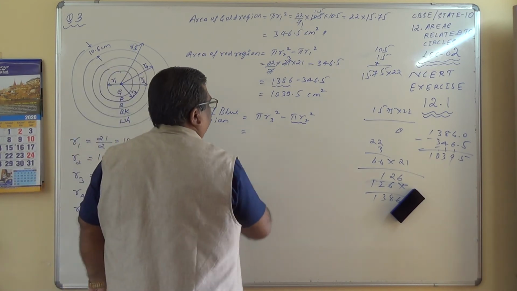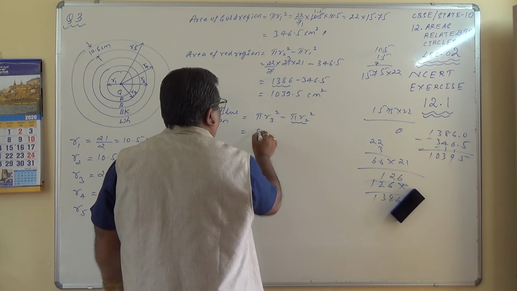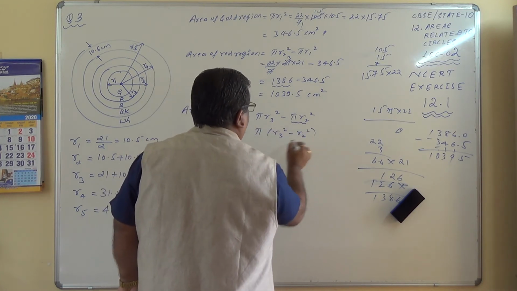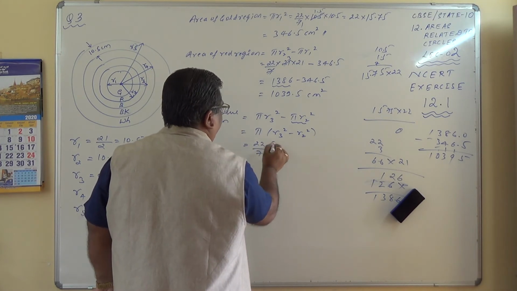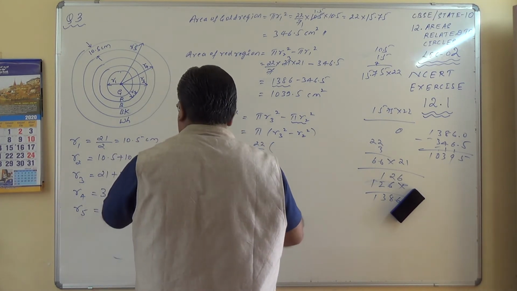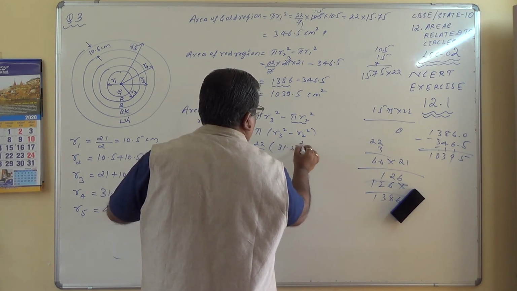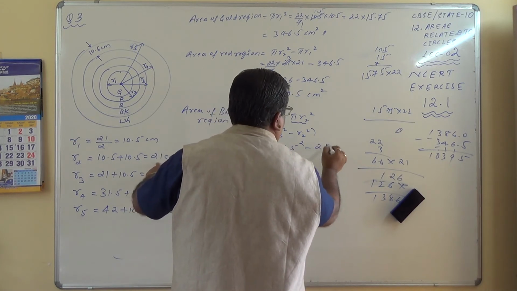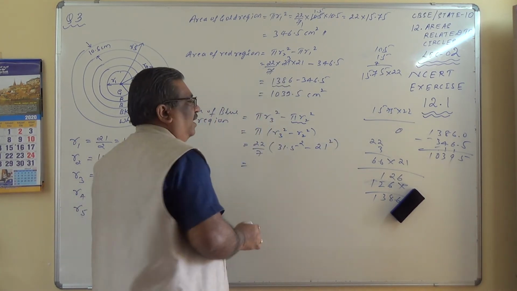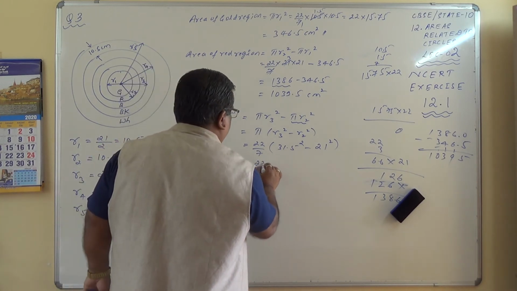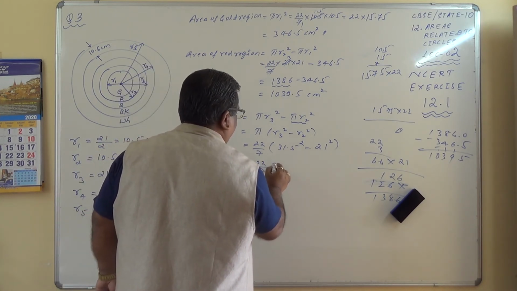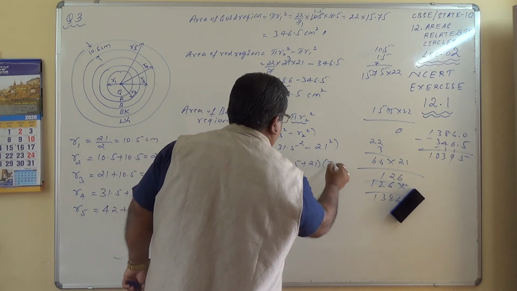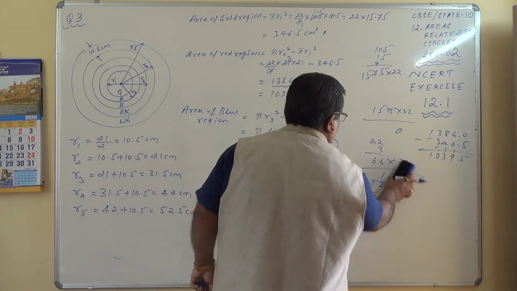Or you can solve this directly and separately. So which is equal to pi into R3 square minus R2 square. So 22 by 7 into R3 square, R3 is 31.5, the whole square, minus R2 square, 21 square. So apply the formula a plus b into a minus b here. So 22 by 7 into bracket 31.5 plus 21 into 31.5 minus 21.